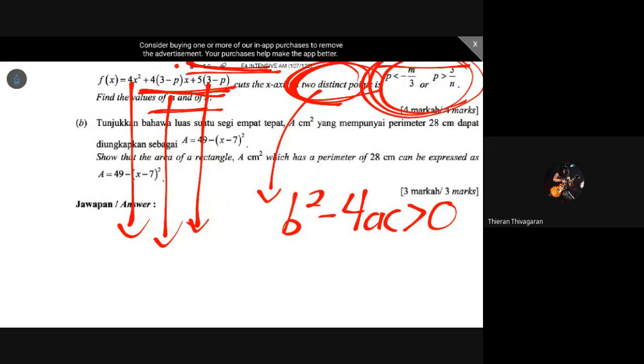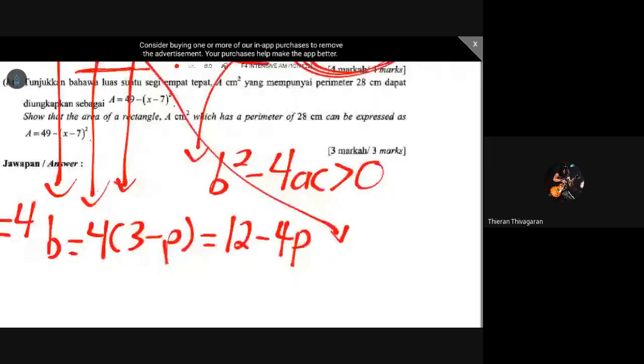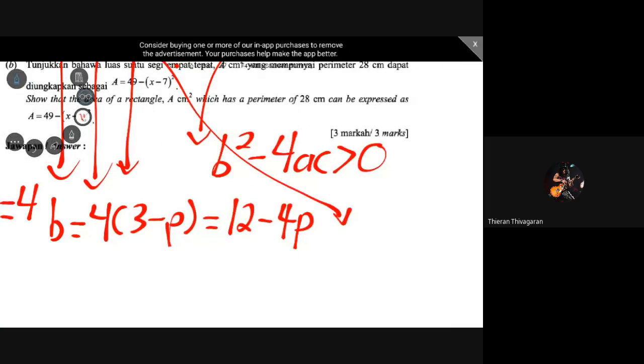Okay, so while I'm explaining now, you all can try to solve and see. If you have an answer, you all can share lah. Kalau kamu boleh dapat jawapan, boleh share. So your A is 4 over here. B is 4 bracket 3 minus P. Atau kamu boleh tulis macam ni. You can write like this. And then your C value is 5 bracket 3 minus P, which is 15 minus 5P.